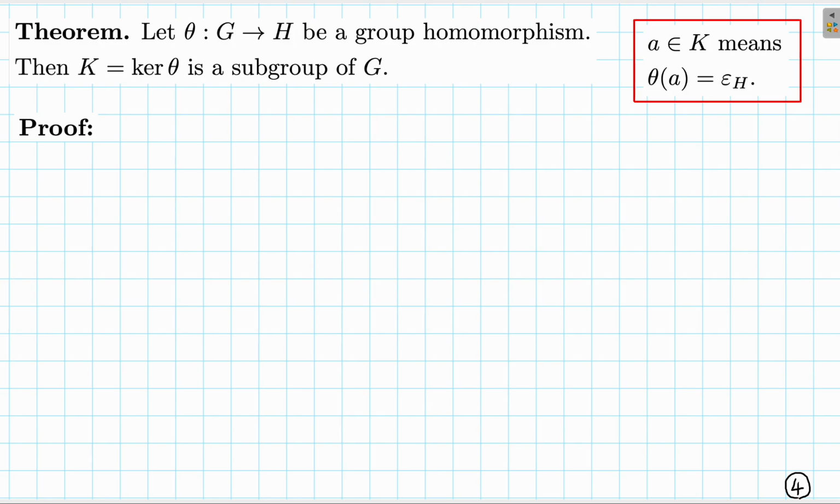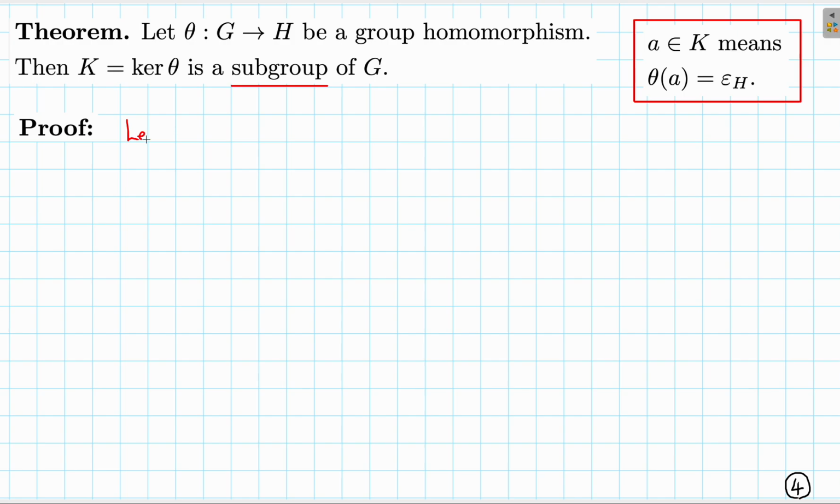Now we'll prove that the kernel of a homomorphism is a subgroup of the domain G. And just as a reminder, to say that an element is in the kernel means that it maps to the identity element of the codomain. So let's keep that in mind. So we'll start the subgroup proof. Now remember that a subgroup proof is essentially, I think of it as 3 mini proofs: the closure, the identity, and inverses. And so let's start with closure.